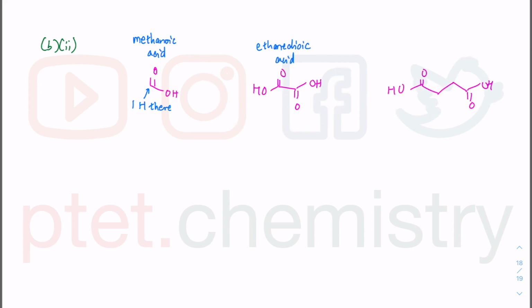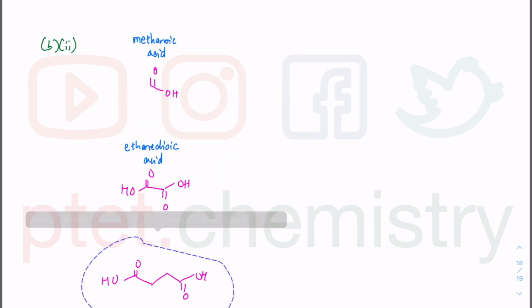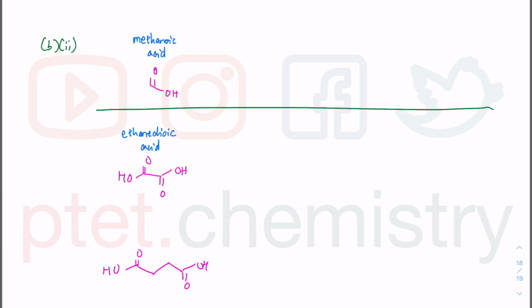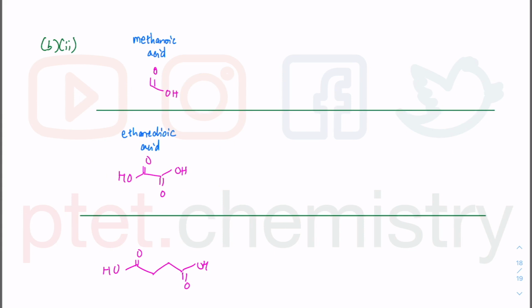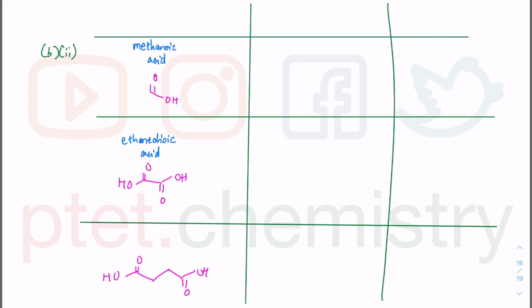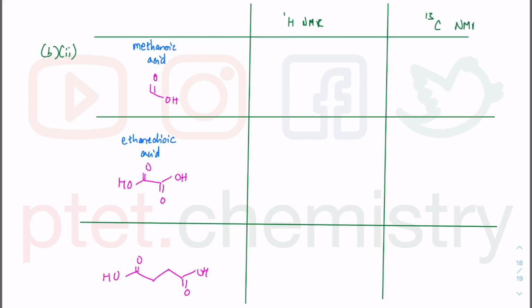Okay, so let's have a look at the number of different proton environments. They want the number of peaks in proton NMR, and carbon NMR as well. They have this one the other way around, which is okay, and that one, which is okay as well. So if I have that particular table there, I could have proton NMR, how many peaks, and then carbon-13 NMR, how many peaks.